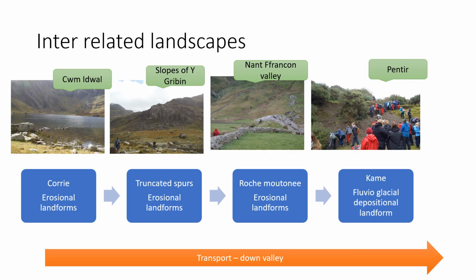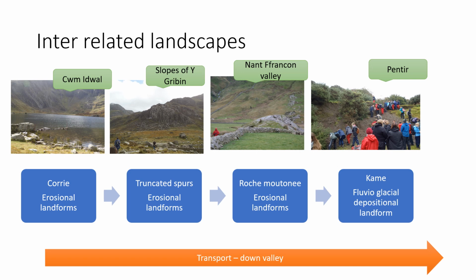So they are all related. All of these features tie together. The Corrie at Cwm Idwal is the very start of our glacier. If we didn't have that, we wouldn't have any of the subsequent landscapes. So they are interrelated. One is dependent on the other. If we didn't have Cwm Idwal, the Corrie, we wouldn't have a glacier.